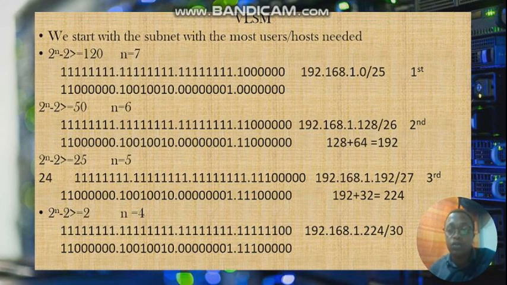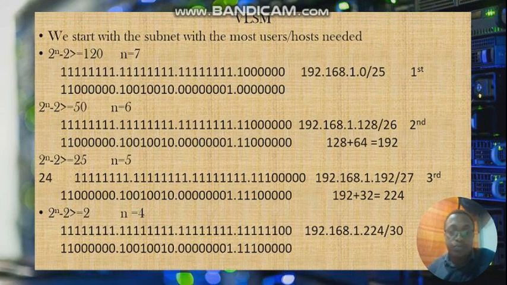192.168.1.128. Remember, .128 was the last value for the upper network, or the first network that we created. So the .128 is going to be the network address for the second network, and we are going to go all the way to 192. Okay, so that is going to be the network address for the third network.